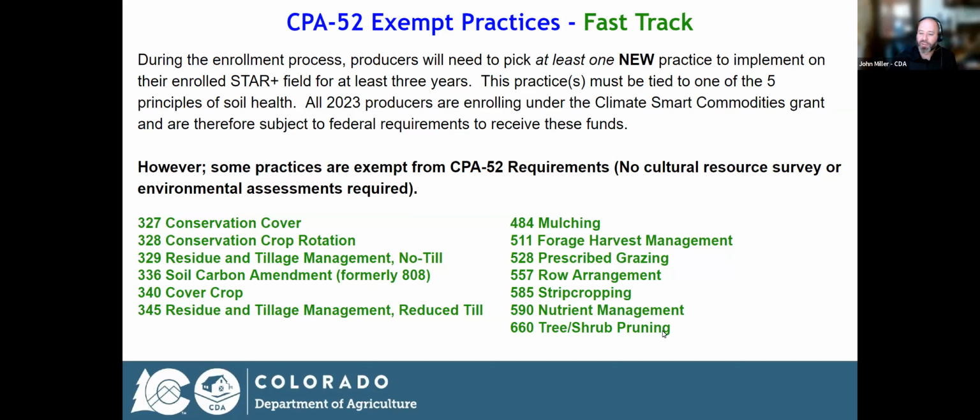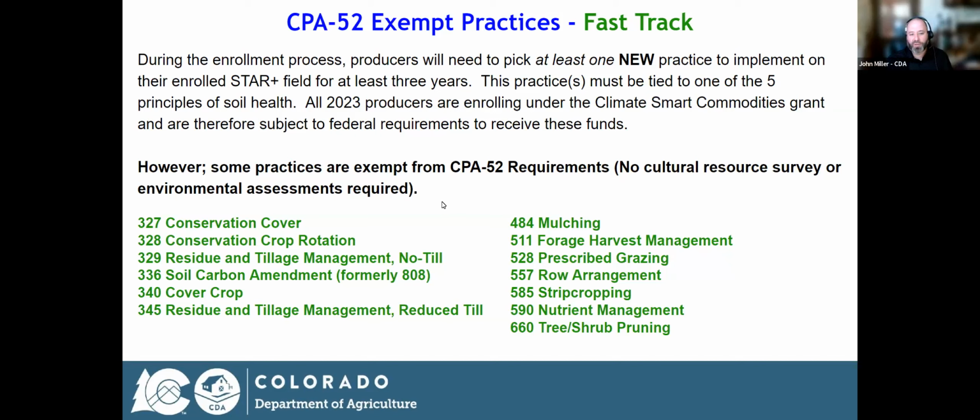In that case, then we would consider that to be a new soil health practice. But if they're just doing tree and shrub pruning and it has nothing to do with soil health, then it's not going to work out. So we need them to be tied to one of the 5 principles of soil health.